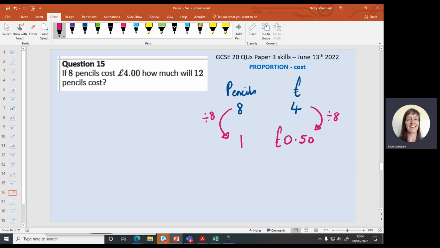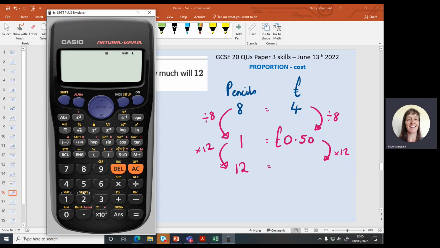If you do put it into 50p, make sure you put it back afterwards into pounds. We want 12 though. Okay. So 1 to 12, we're going to times by 12. So 50p times by 12. Okay, just to show you if you had converted it to 50p. So if you put 50p in and you times it by 12, be very careful.